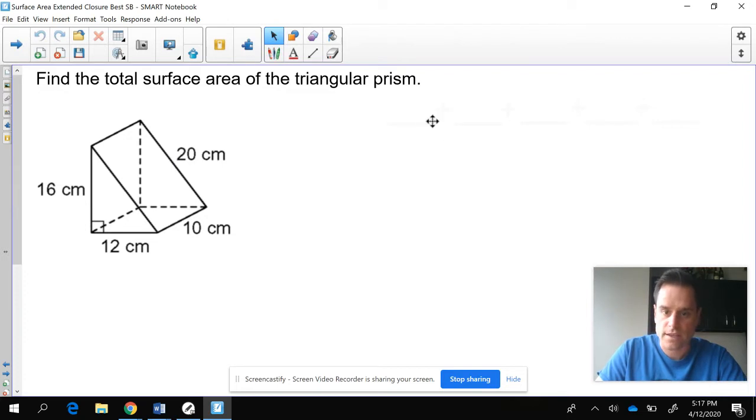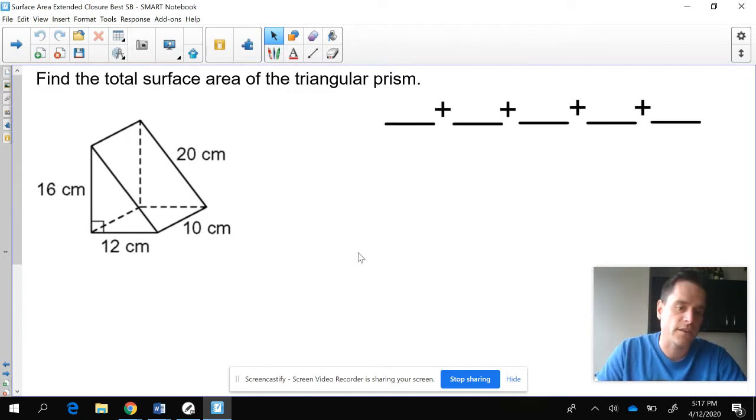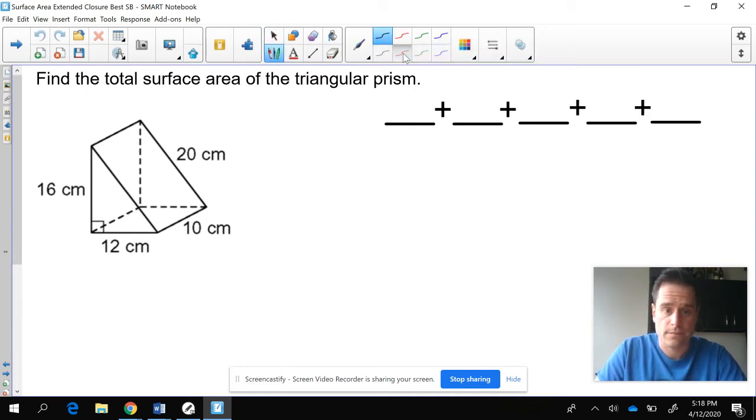The very first thing I'd like you to do, and of all the things that you do on this, I think this is the most powerful. It's the easiest way to go about solving this. We're going to put 5 lines down because we have 5 areas that we have to find. Okay. Once we do that, let's start solving.